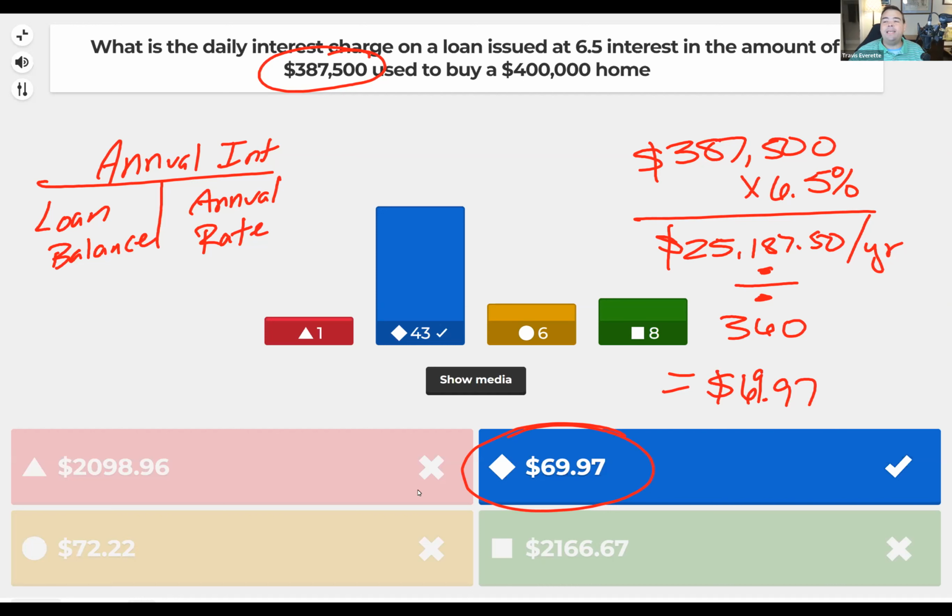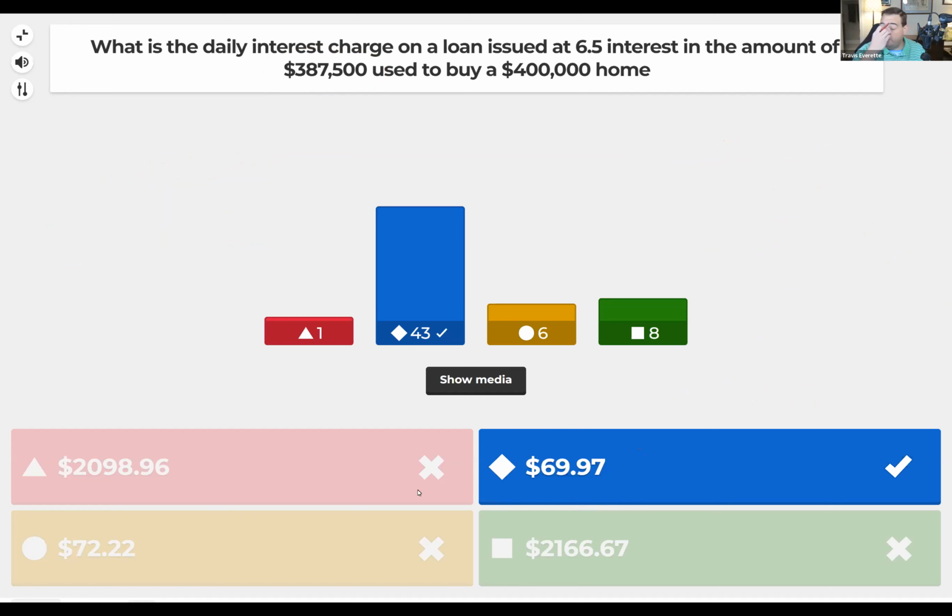$69.97 a day. Anybody not getting that? I mean, most people obviously got it by themselves, but is there anybody who is not getting that? Because that is the most basic of loan calculations, coming up with the daily interest.